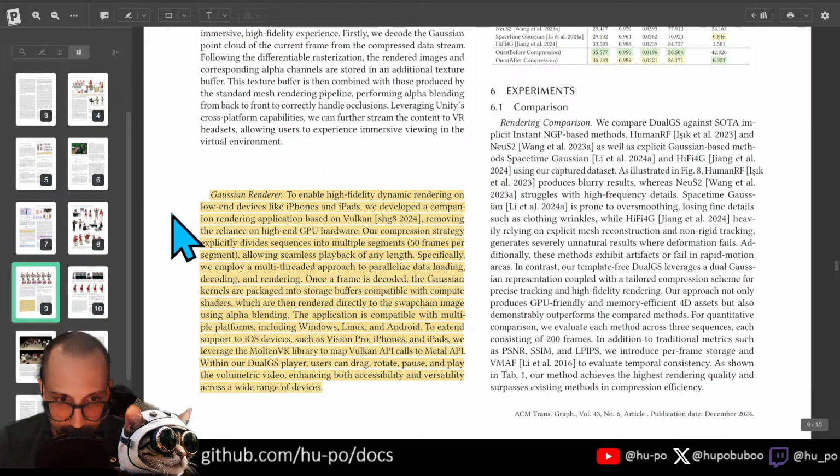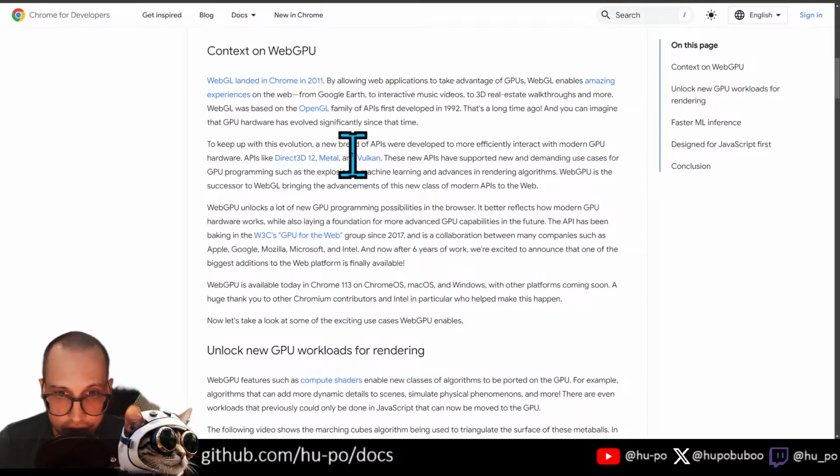To enable high fidelity dynamic rendering, we develop a companion rendering application based on Vulkan. Vulkan, they mention it here as well, this one, Vulkan. Just think of it like CUDA, but like open source CUDA.